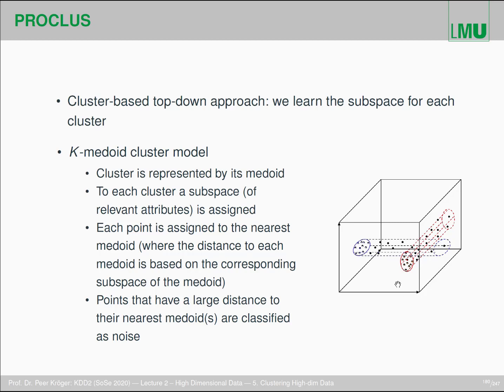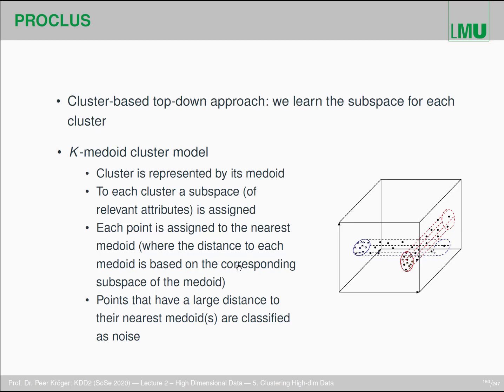So if, for example, the medoid of this cluster here only exists in this subspace, points are projected into the subspace, and then the distance to the medoid is computed. And the same holds true for the medoid of this cluster here, where all points are projected on this subspace, and then the distance to the medoid is computed in this subspace for this cluster. And then of course the points belong to the cluster with the closest medoid, as you know from partitioning-based clustering.